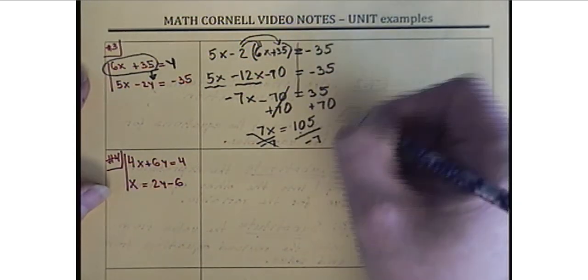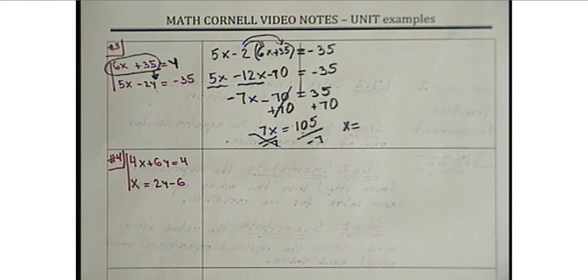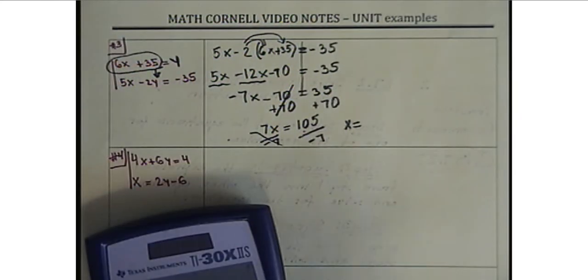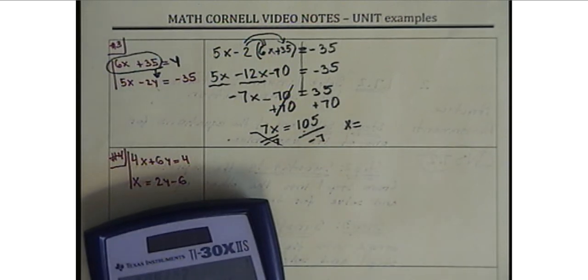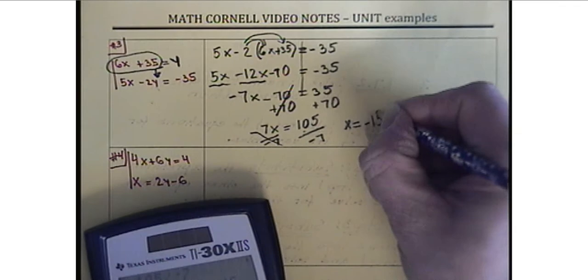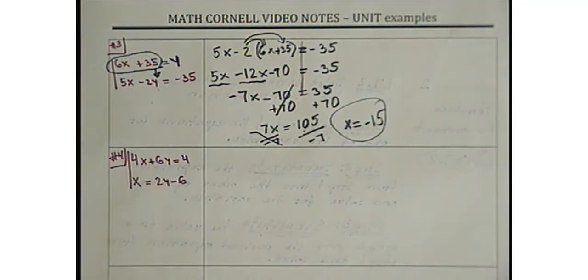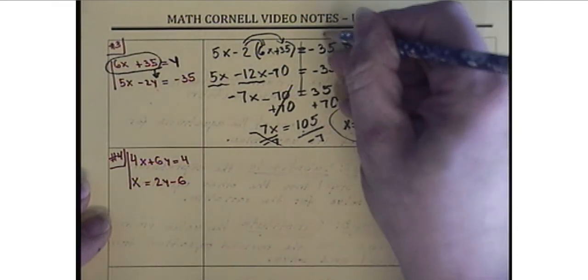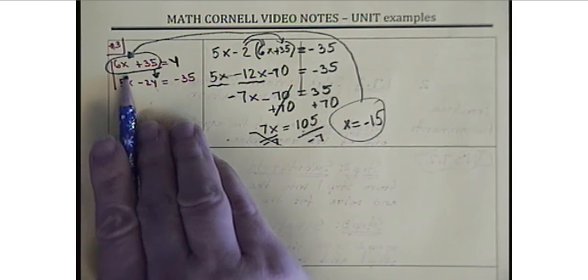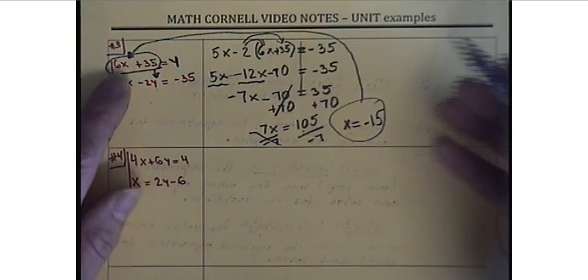So x is equal to, I'm going to pull out my calculator quickly to get this answer. So 105 divided by negative 7 is negative 15. That will be the first value, for x. And now that we have this value, we go all the way back to the first circled equation in the system to substitute for x.